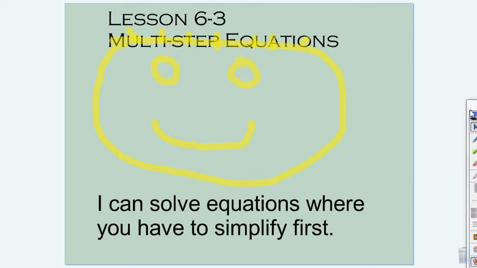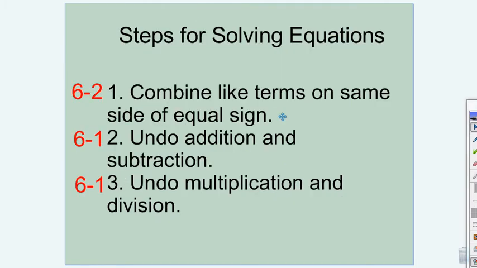So your I can statement: I can solve equations where you have to simplify first. You've already written this down, and you should have it in 6.1 and 6.2. We've shown you this. So pay attention really well. 6.2 is what we just did, right? Combine first, then two-step equation time. That's what we're going to be doing here today.